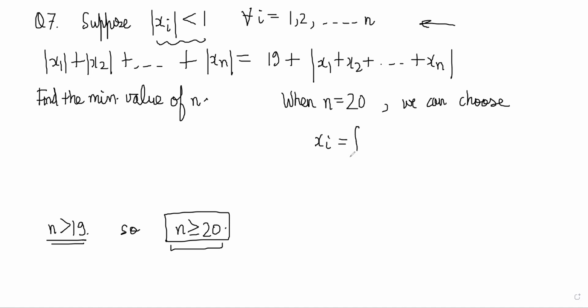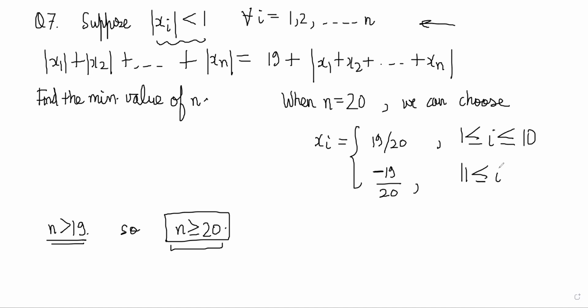So when n is equal to 20, we can choose xi like this. xi is equal to 19 by 20 for 1 less than or equal to i less than or equal to 10, and it is minus 19 by 20 for 11 less than or equal to i less than or equal to 20. Notice that all of the mods of the xi's are less than 1, so it satisfies the first condition.